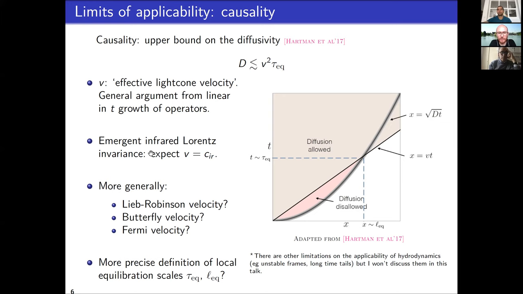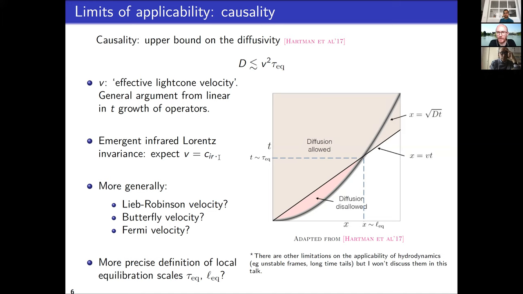Now, obviously, if you have some Lorentz invariance in your system, then you expect this velocity to be the speed of light. But these considerations also apply to non-relativistic systems or systems without boosts. And then you would think of this velocity as maybe some kind of Lieb-Robinson velocity, butterfly velocity, Fermi velocity. You can be pretty much agnostic about this for the sake of the argument. So let's just say that there's some fundamental velocity in the system that bounds how fast operators can grow.